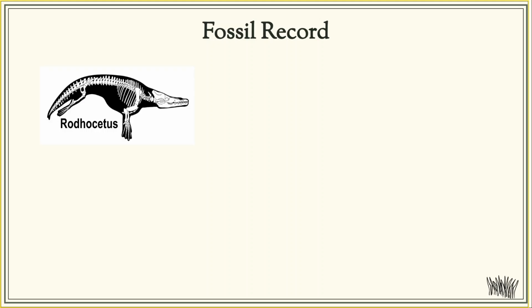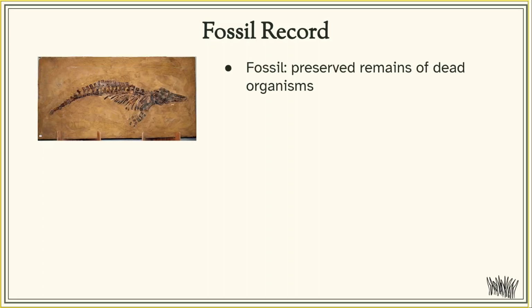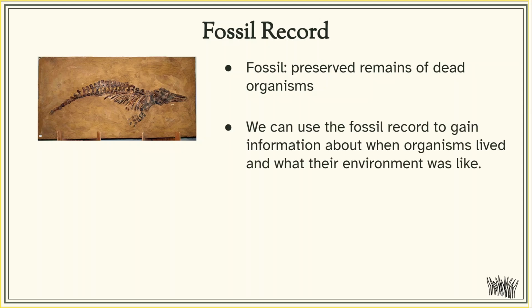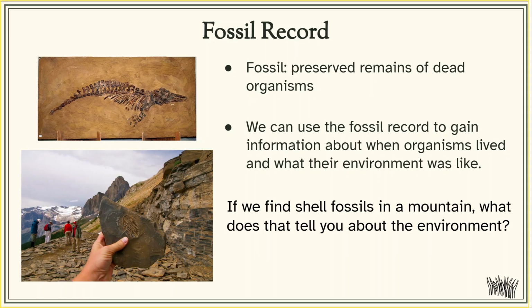When it comes to fossil record, we were looking at how these fossils, like the Rhodiocetus, evolved. So a fossil is a preserved remain of dead organisms. When things die, sometimes their bones get preserved due to the calcium in the soil. So we can use these fossil records to gain information about when organisms lived and what their environment was like. Because a lot of times the fossils are stuck in specific spots of the rock. That tells us the age of the fossil, and that can also tell us what was around that fossil.